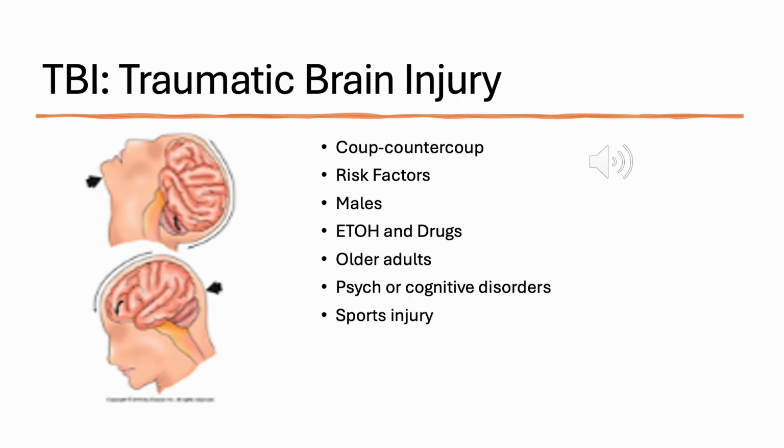Now we're going to talk about traumatic brain injuries. People that are at risk include males, because they do stupid stuff. And then people that drink alcohol and do drugs and then do stupid stuff. Older adults, they're going to be at risk because they take a lot of medications that could make them drowsy or dizzy. And they also can be on blood thinners, so it makes them at risk. And they're at risk for falls to begin with. People with psychiatric or cognitive disorders are more at risk.